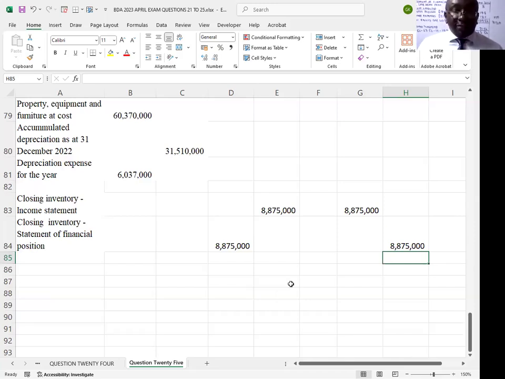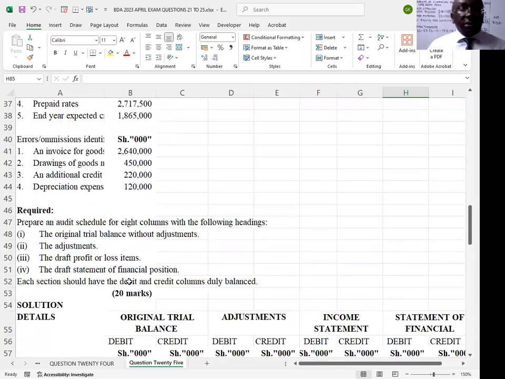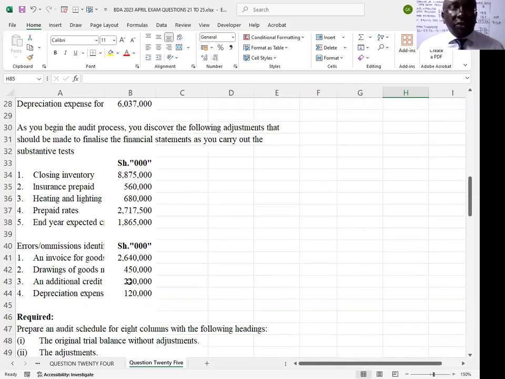Let's go to the next item. The next item that has been mentioned is insurance prepaid. When you have a prepayment, that is a current asset. It means you have paid for something you have not yet used. So what we need to do is to go and reduce the insurance by this amount. So we credit that. And then we debit the prepayment so that it becomes a current asset.